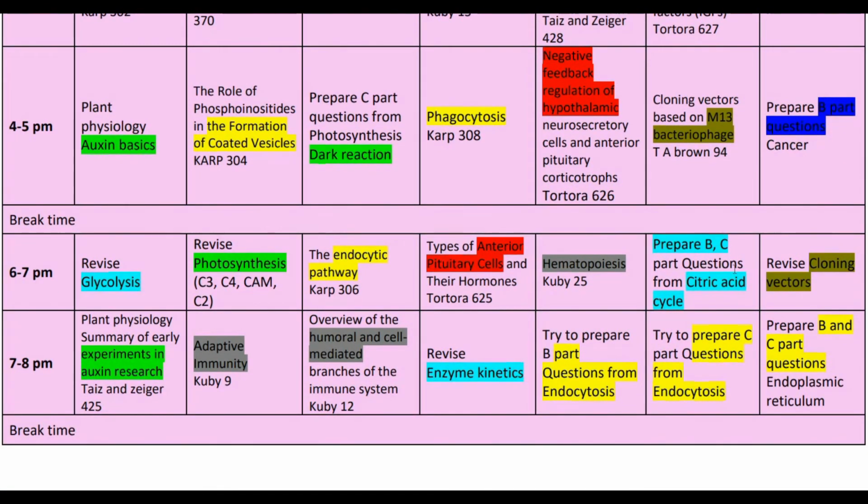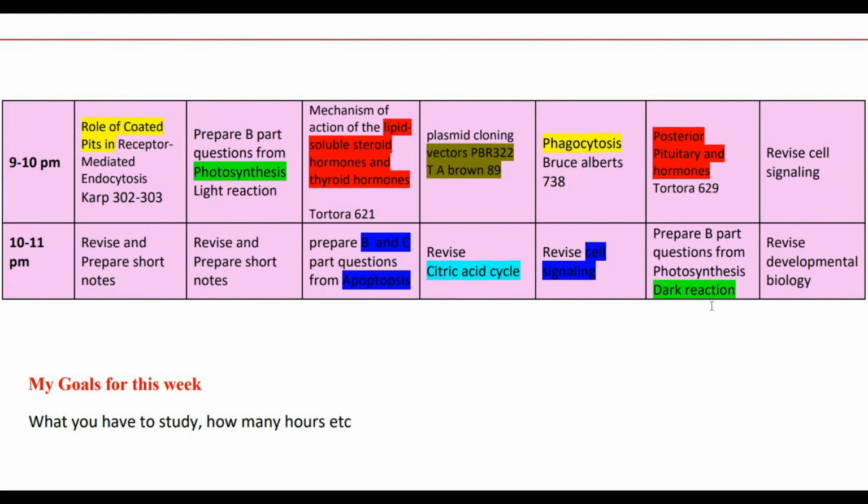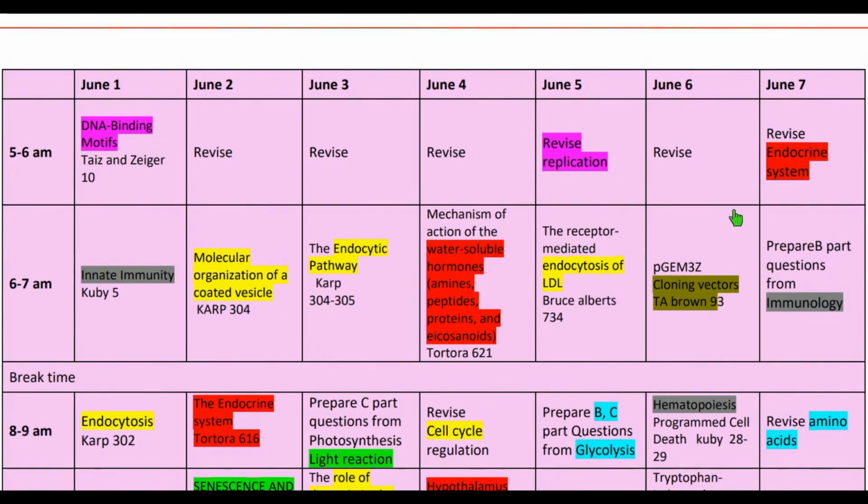6 to 7 p.m., prepare B and C questions from citric acid cycle. Just focus on the regulation of the citric acid cycle. 7 to 8 p.m., prepare questions from endocytosis. 9 to 10 p.m., posterior pituitary and hormones. 10 to 11 p.m., part B questions. Prepare part B questions from photosynthesis dark reaction. June 7. Morning revise endocrine system and prepare part B questions from immunology.